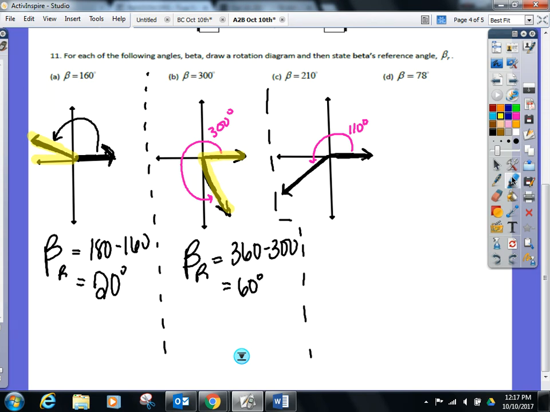Try to locate the reference angle, even if you don't know how many degrees it is. We're going to find the degree measure of it. Even if you don't know how to find it, that's fine. Oh, that's 210, not 110.